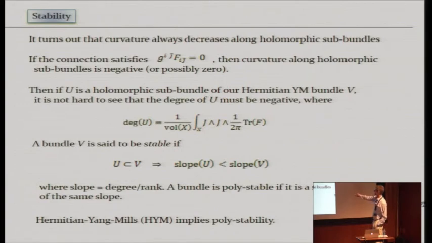So a bundle is stable if U inside V implies that the slope of U is smaller than that of V. And furthermore, we say that a bundle is polystable if it is the sum of stable bundles with the same slope. So I briefly argued that, with the additional assumption of simple gauge group and so on, if you have a holomorphic bundle and it has a connection which satisfies the Hermitian-Yang-Mills equations, then it must be polystable. So Hermitian-Yang-Mills implies polystability.